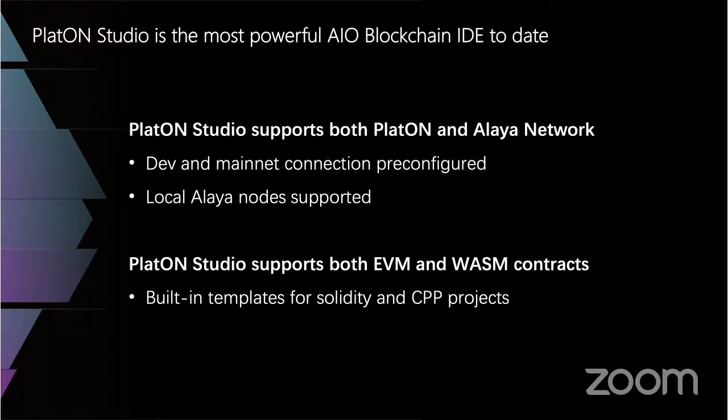So basically they are two parallel networks. Both of them have a mainnet, and both of them have a devnet. They're not interconnected, and a lot of operations and things are the same. The only difference is that Alaya has slightly more experimental functionalities than PlatON. Also, both networks have different address patterns and different tokens. So essentially you can treat them as two parallel networks that work pretty much in the same way.